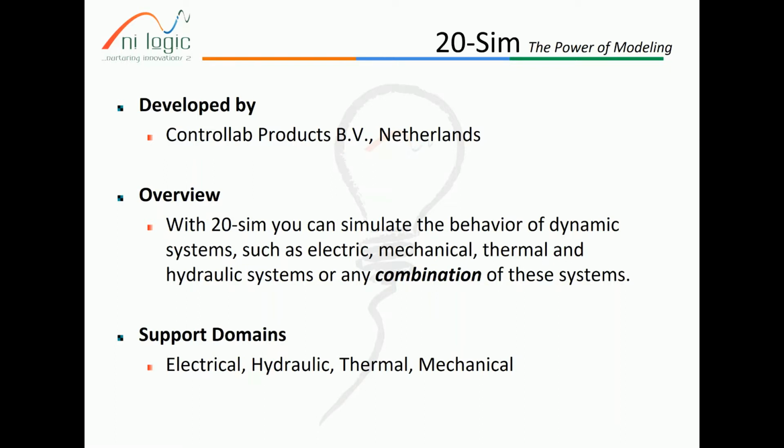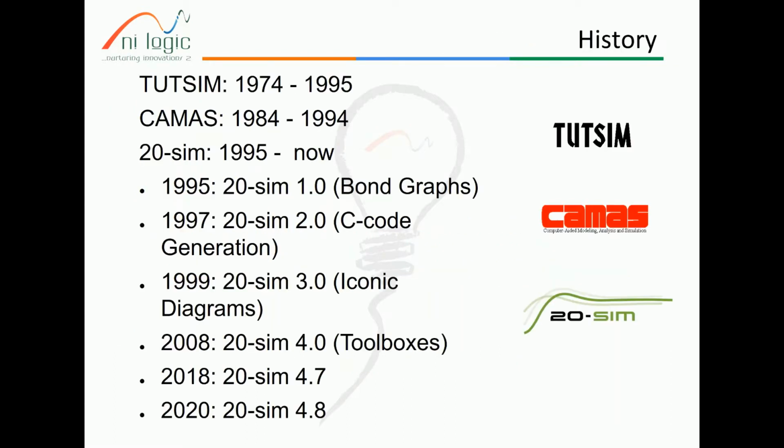To solve these problems, I propose this software to be used, which is named Twintison, developed by Control Lab Products BV in the Netherlands. So it's a Dutch-based product. With Twintison, you can simulate the behavior of dynamic systems based on the principles of electrical, mechanical, thermal, hydraulic, or any possible combination of these systems. These are the basic four domains supported by Twintison: electrical, hydraulic, thermal, and mechanical.